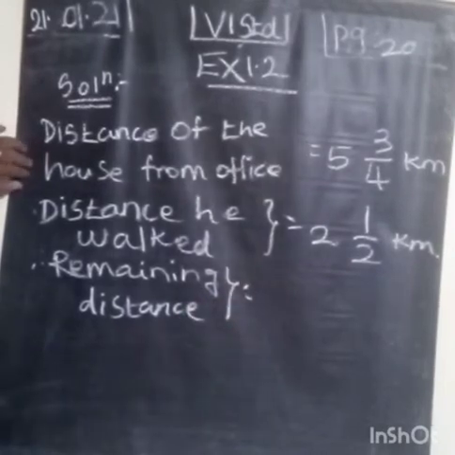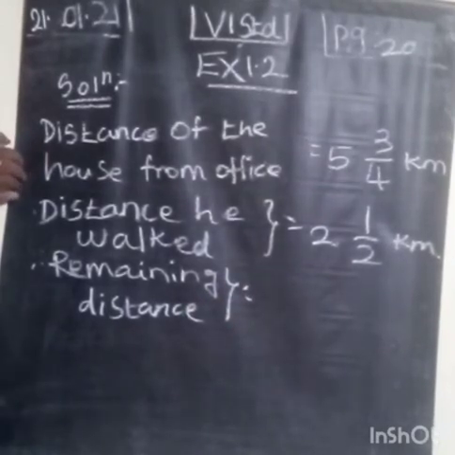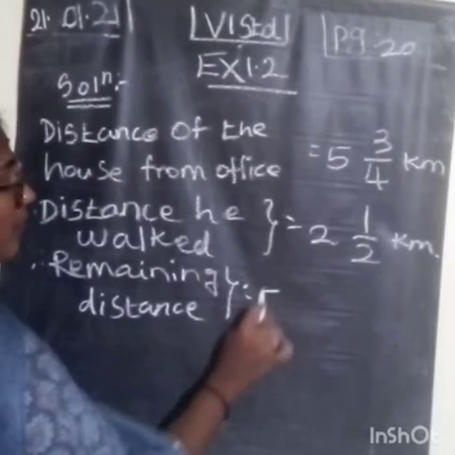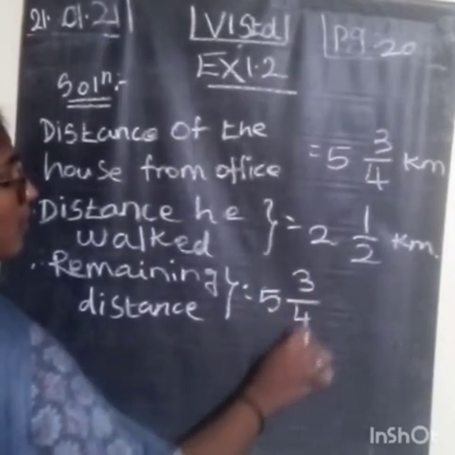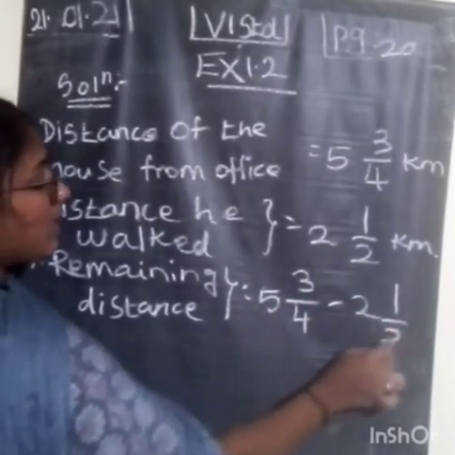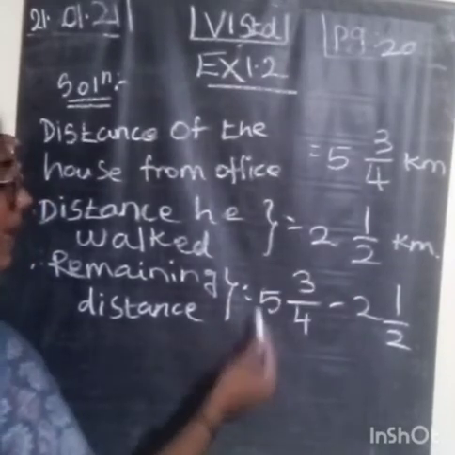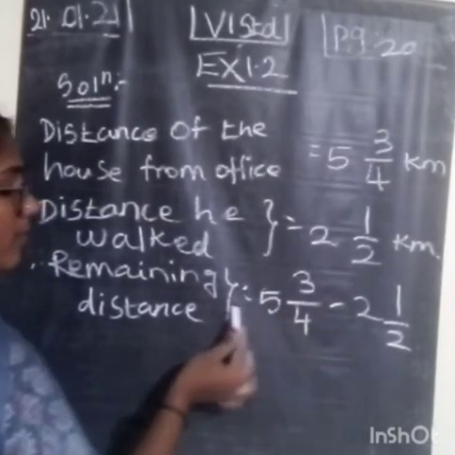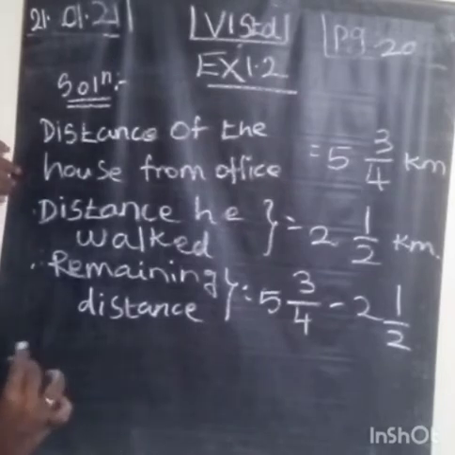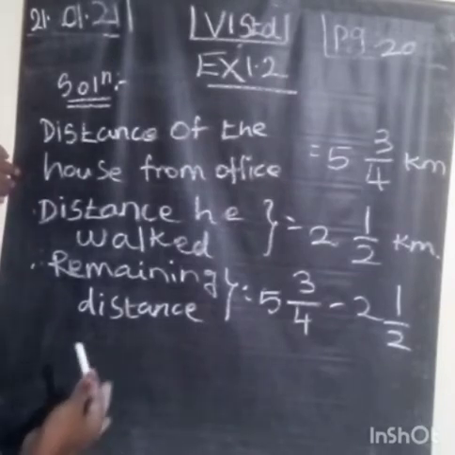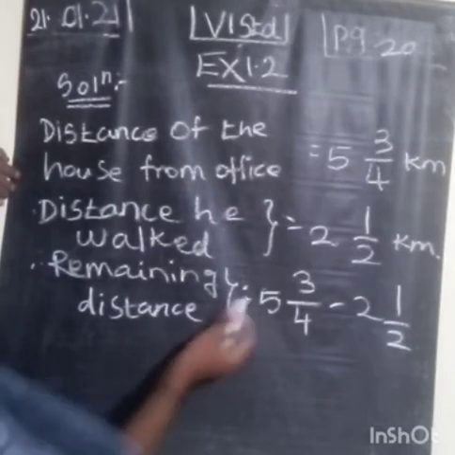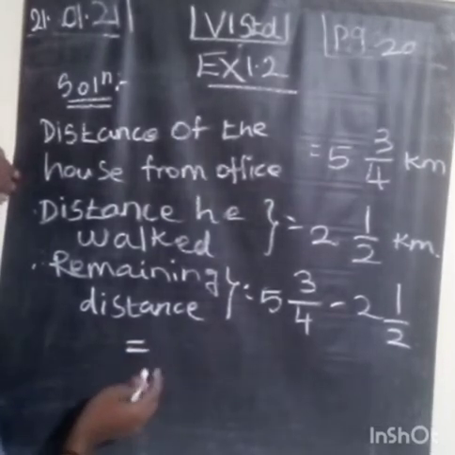So here we are using the subtraction of fractions. 5 into 3 by 4 minus 2 into 1 by 2. Subtract 2 into 1 by 2 from 5 into 3 by 4 and we get the distance he has to be walked.